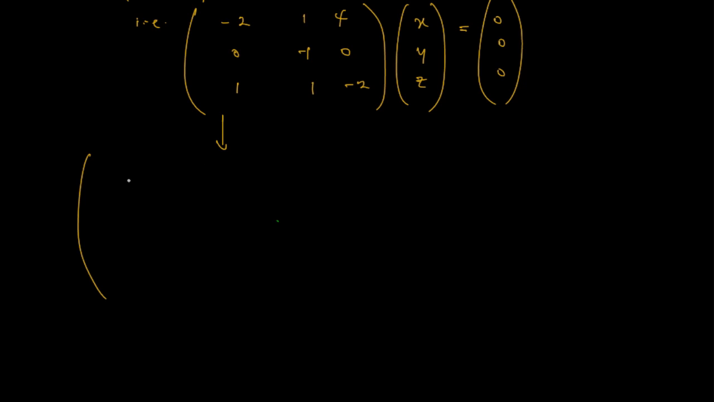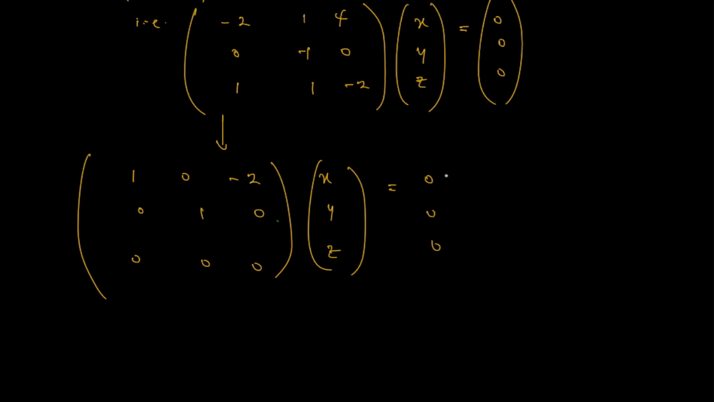When I row reduce that matrix, what I obtain is 1, 0, negative 2, then 0, 1, 0, and then 0, 0, 0. This is what I obtain, times x, y, z equals 0, 0, 0. At this stage, you might want to write this whole thing in equation form. So that's 1 times x, which gives me x minus 2z equals 0, and 1 times y equals 0.